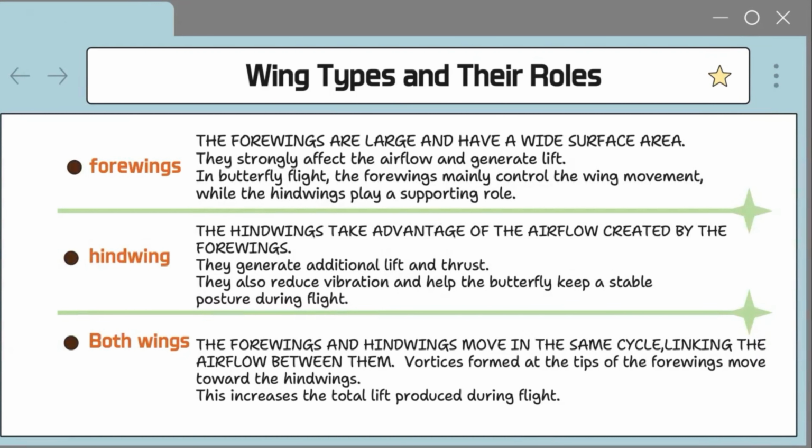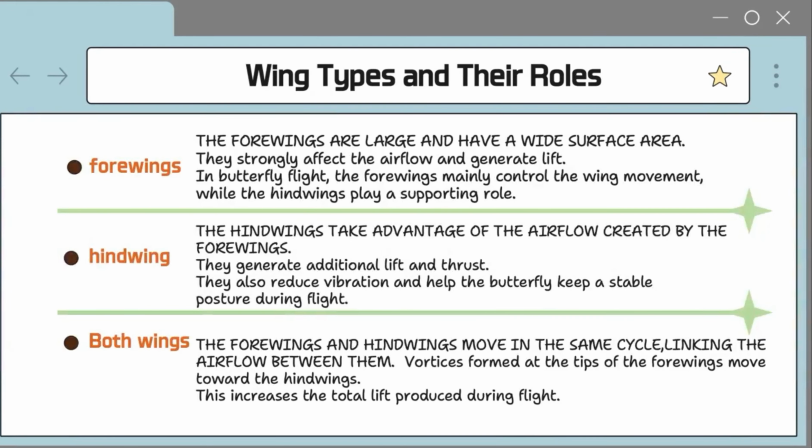Second, hind wings. The hind wings take advantage of the airflow created by the forewings. They generate additional lift and thrust. They also reduce vibration and help the butterfly keep a stable posture during the flight.